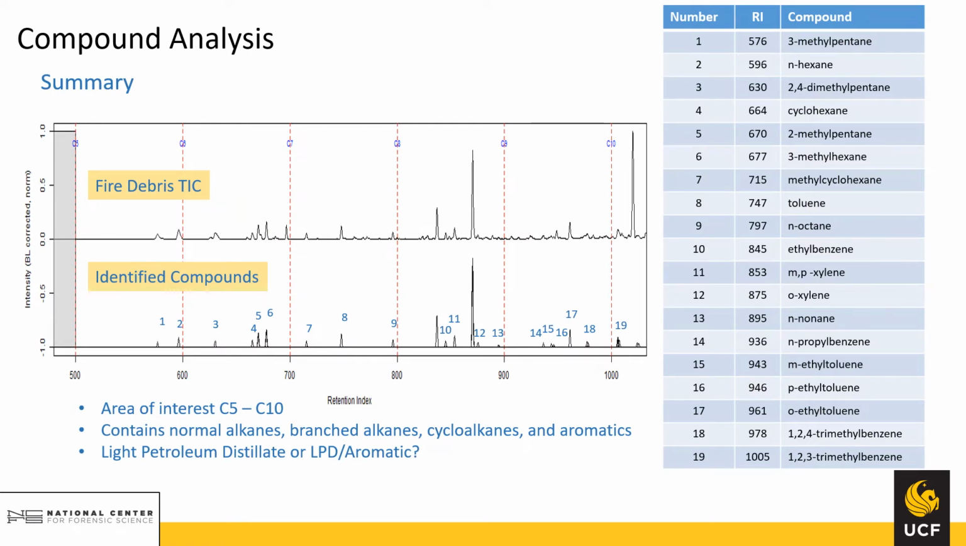A summary of information obtained through the compound analysis indicates that there is an area between C5 to C10 containing normal alkanes, branched alkanes, cycloalkanes, and aromatics. There is potentially a light petroleum distillate, or LPD, with aromatic ignitable liquid in this fire debris sample. The next step is to find a similar reference ignitable liquid from the ILRC database.